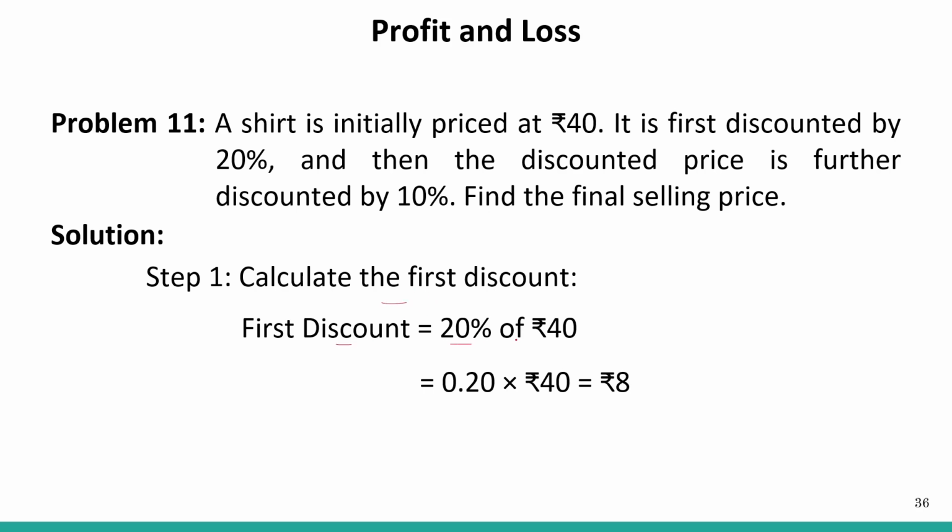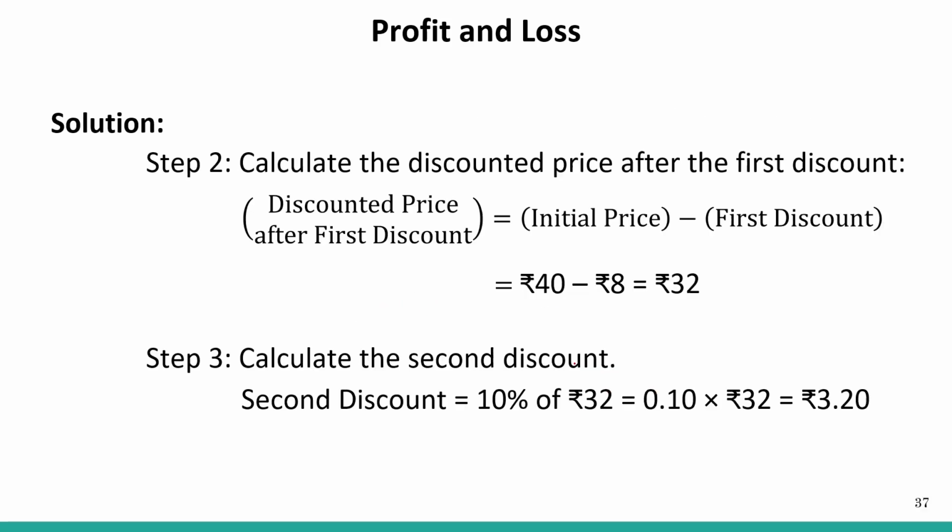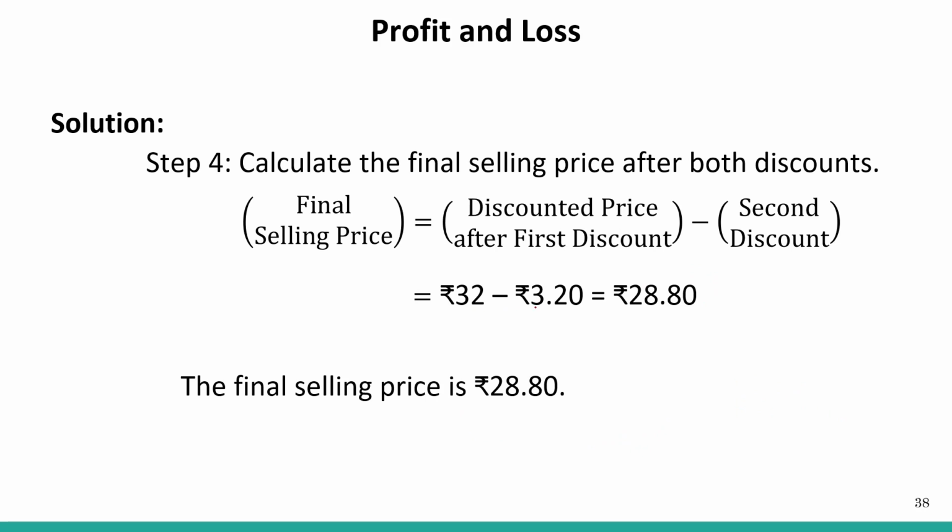Okay. So calculating the first discount. So first discount is equal to 20% of 40 rupees, that is equal to 8 rupees. So it will be equal to 32 rupees. So calculating the second discount, it will be 0.10 of 32. For 0.10 because 10% decimal form is 0.10. So into 32 is equal to 3.20. So subtracting 3.20 from 32, what we are left with is 28.80, because the final selling price is equal to discounted price after first discount minus second discount amount. So the final selling price of the item will be 28.80. Okay.